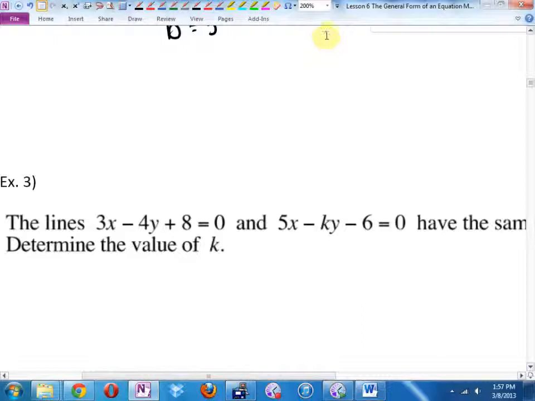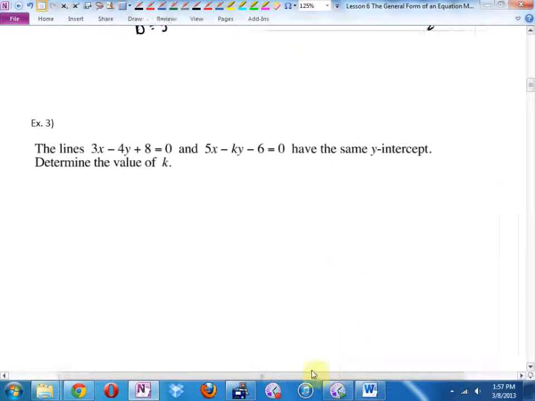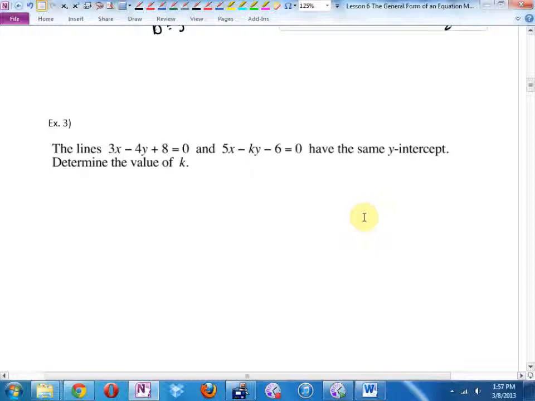Ooh, example 3. Those two lines have the same y-intercept. Determine the value of k. Say what? Which one has the k in it? So 5x. Let's find the y-intercept of the first one. How? Write it out. More specific. I mean, yeah, you're right.